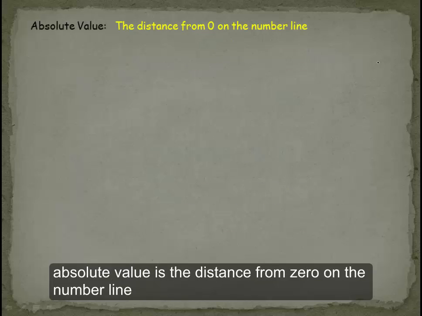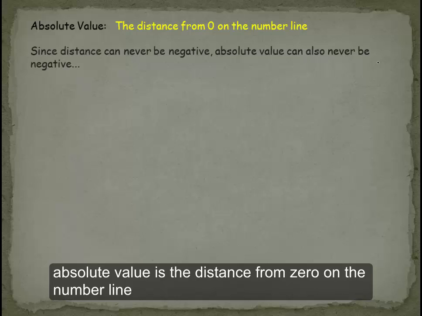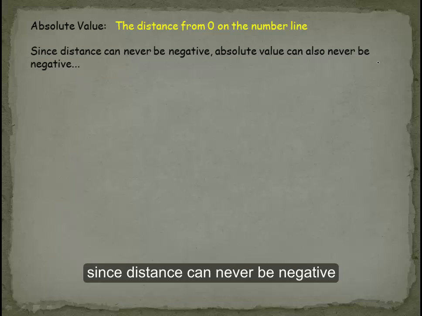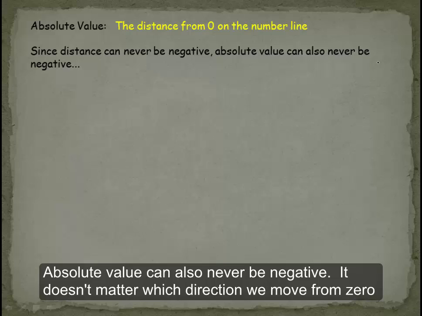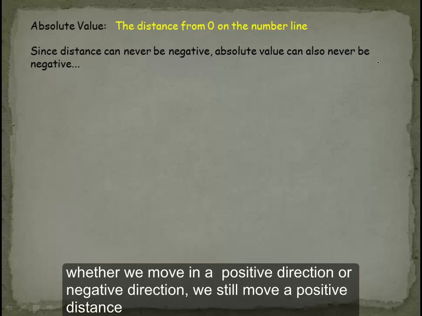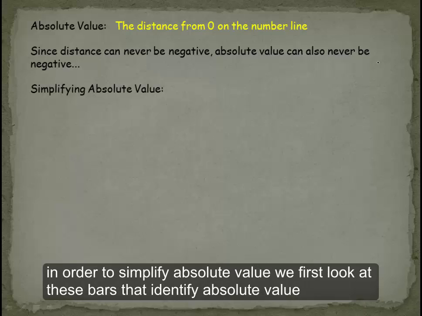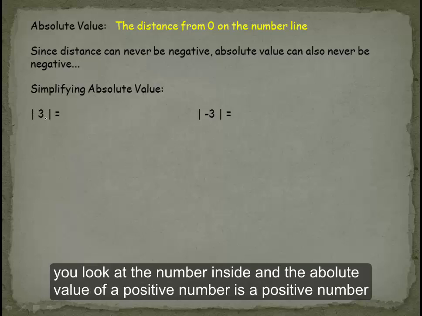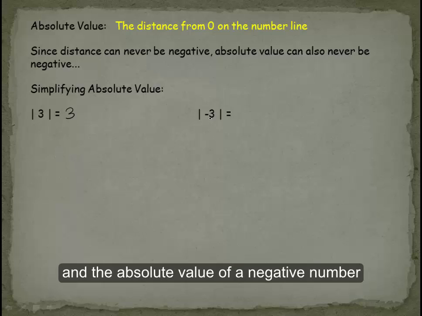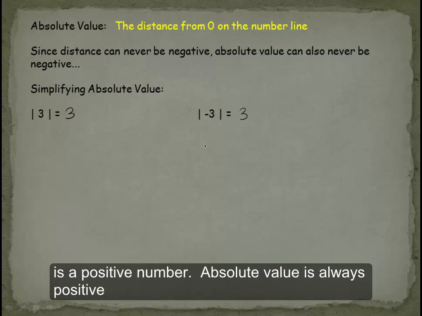Absolute value is the distance from 0 on the number line. Since distance can never be negative, absolute value can also never be negative. It doesn't matter which direction we move from 0, whether we move in a positive direction or a negative direction, we still move a positive distance. In order to simplify absolute value, we first look at these bars that identify absolute value. You look at the number inside, and the absolute value of a positive number is a positive number. And the absolute value of a negative number is a positive number. Absolute value is always positive.